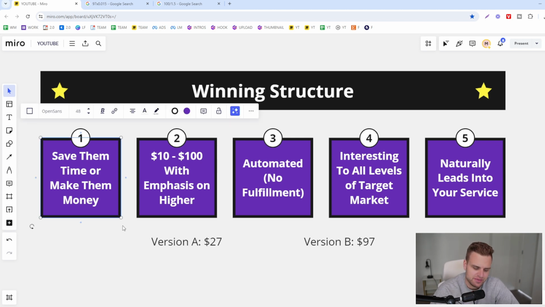Save them time or make them more money. Those are easy enough to understand in and of itself, but it needs to be obvious to them as well how this does one of those 2 things. Not everything that saves them time will make them money.